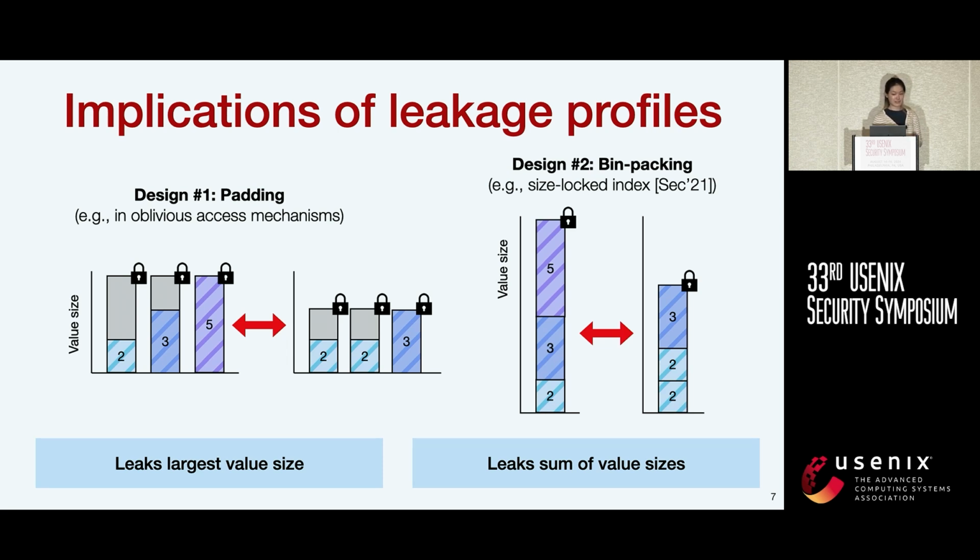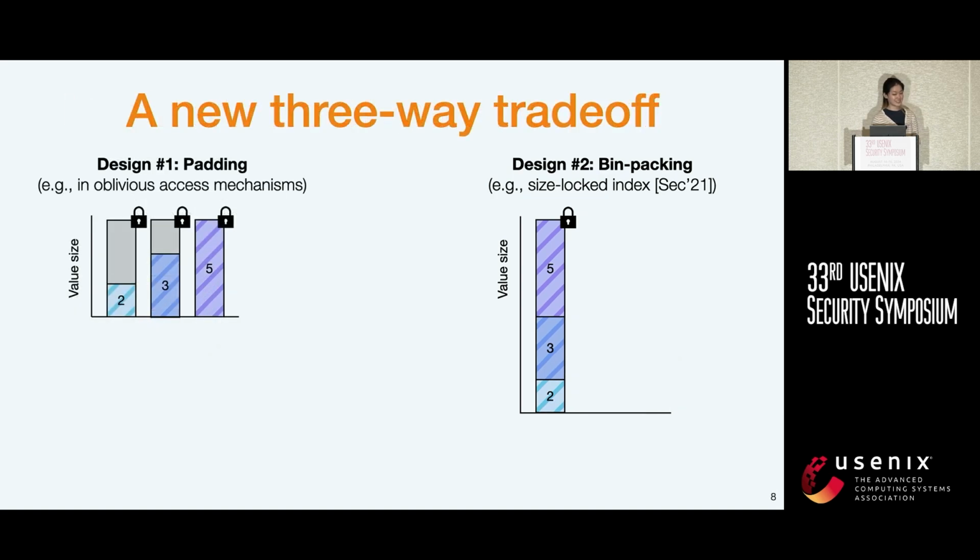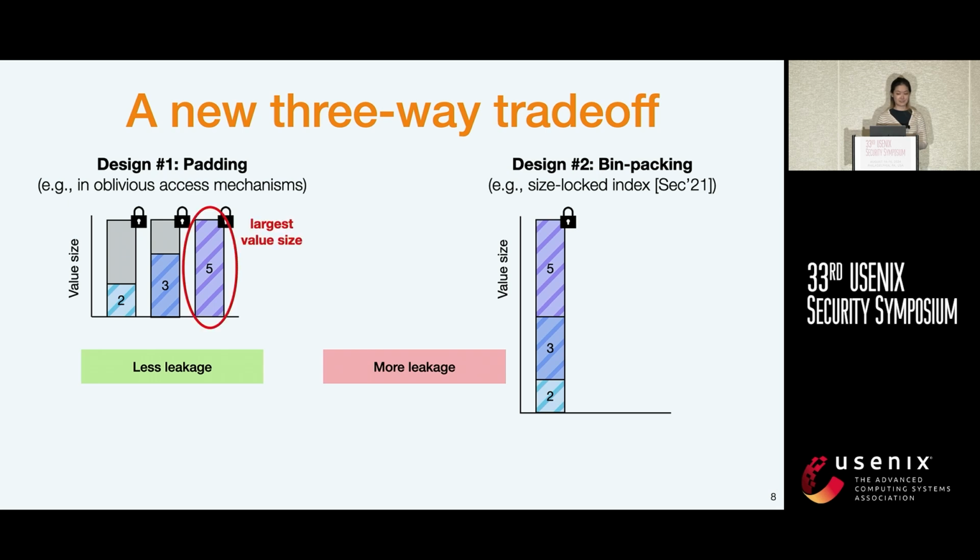We see these solutions offer different leakage guarantees, but they also make trade-offs in bandwidth and storage footprint, which brings us to our second contribution of uncovering the trade-off space between security, bandwidth, and storage. We can say that design 1 has less leakage than design 2, since it only leaks the largest value size. Meanwhile, the sum of value sizes in the worst case leaks not only the largest value size, but also information about the rest of the value sizes.